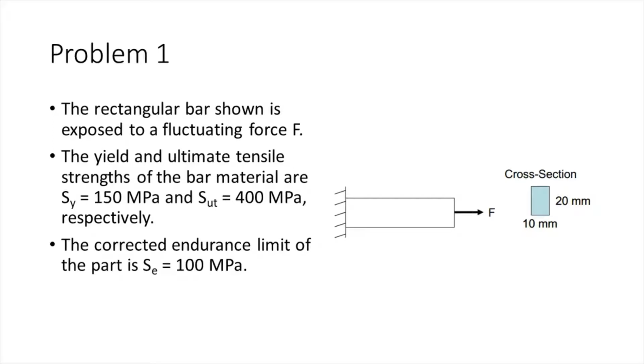This week we will first solve a question about variable loading and fatigue where we have three different cases. In the first case, we have a completely reversed force F applied to the bar on the right. The yield strength and ultimate strength of the bar are 150 and 400 megapascals respectively. The endurance limit is given as 100 megapascals.